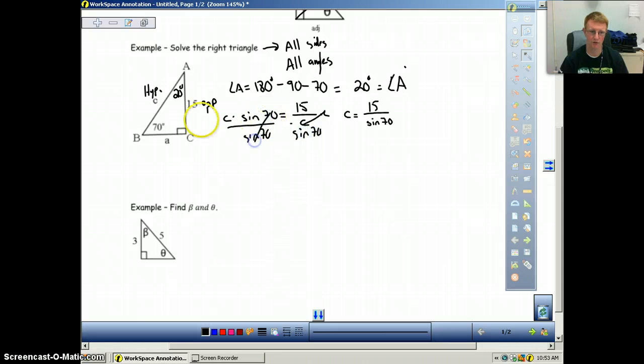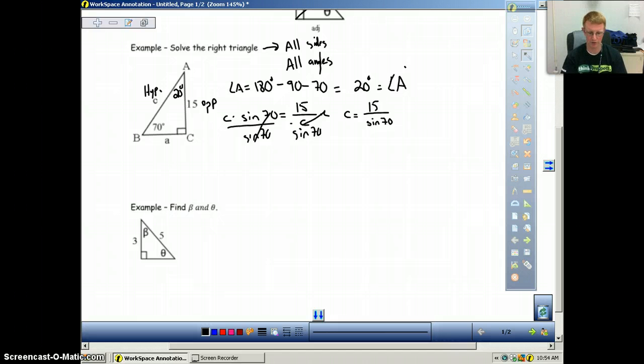So the sine of 70 cancels out, so we're left with C equals 15 over the sine of 70. Okay? So basically, we are going to put that into a calculator. Now, one thing to make sure, in your graphing calculator, you want to hit the mode button. And when you hit the mode button, you want to make sure that you're in degree mode. The third line down, there's one thing that says radian, and next to it is degree. So for now, we want to make sure it's in degree mode.